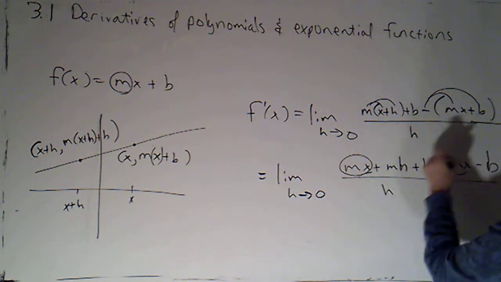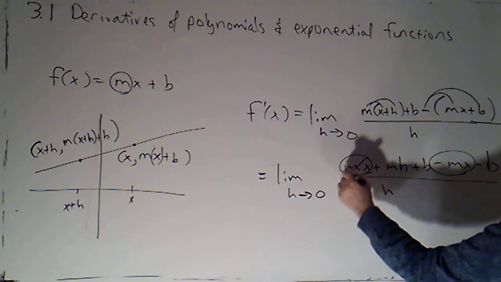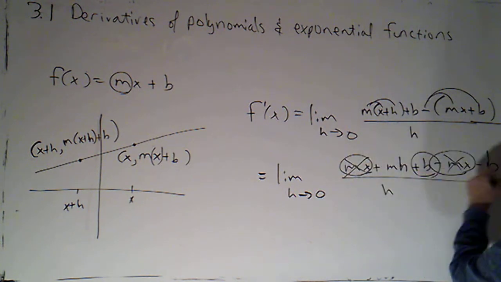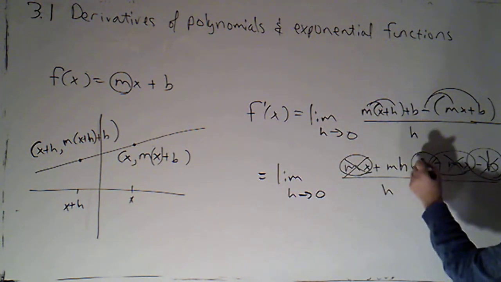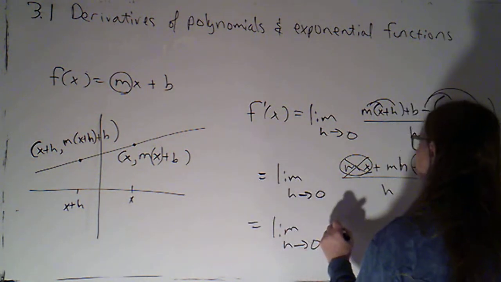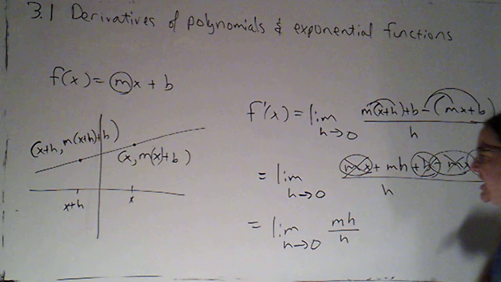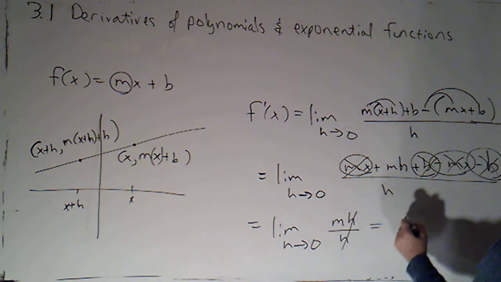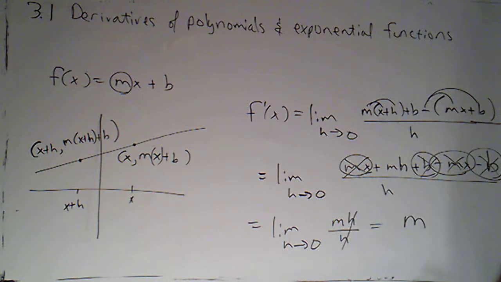The mx and the minus mx will cancel. The b and the minus b will cancel. So we get the limit as h goes to 0 of m times h over h. Those h's cancel, and we do in fact get m.